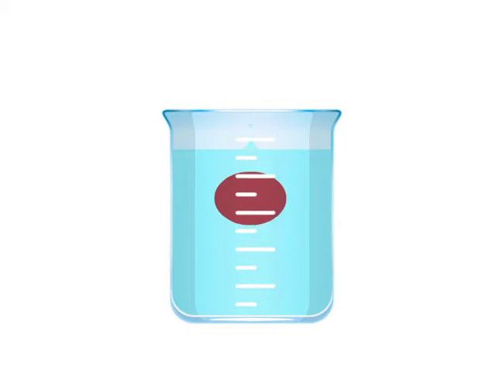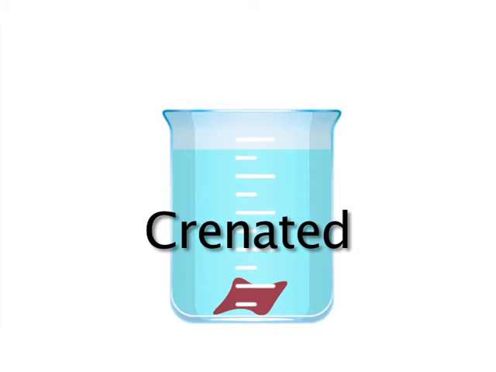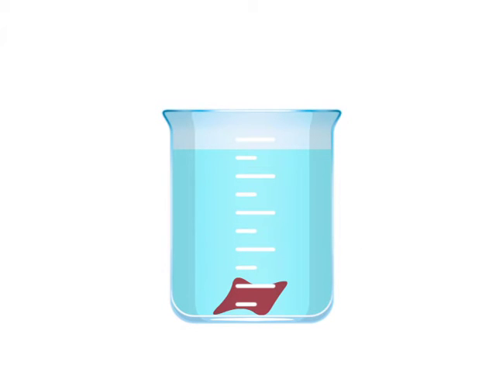Consider red blood cells placed in a strong salt solution. Water leaves the red blood cells by osmosis, and they shrivel. They are then described as crenated. They lack water and cannot carry out their functions.